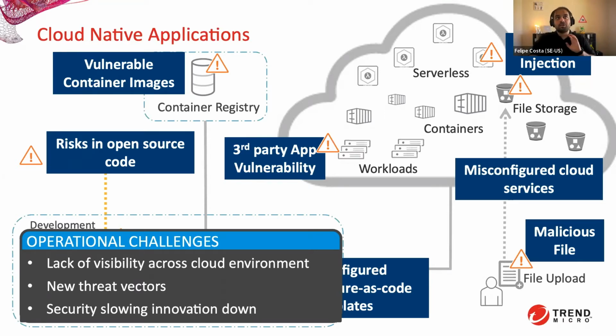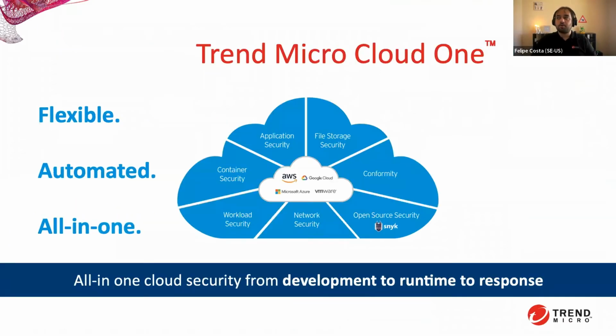So let's jump a little bit inside of the Trend Micro Cloud One platform. The Trend Micro Cloud One platform is a platform that we created to help customers secure all of these different components inside of cloud native applications, and also to have a holistic view across the whole cloud environment and migrate from on-premise security controls to cloud native security controls as well.